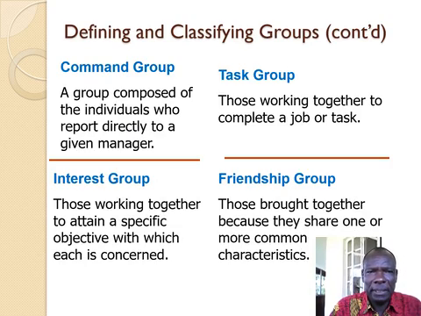There are also other types of groups, like the command group, which is composed of the individuals who report directly to a given manager. In the structure of an organization, a command group is that group who report directly to a given manager. We also have the task group. These are people working together to complete a job or a task. Then we have the interest group, those working together to attain a specific objective with which each is concerned. And then we have the friendship group, those brought together because they share one or more common characteristics. So these are the various types of groups that are relevant for our discussion of organizational behavior.